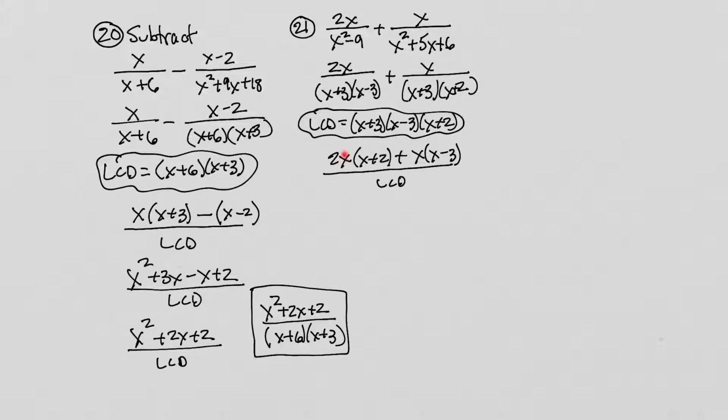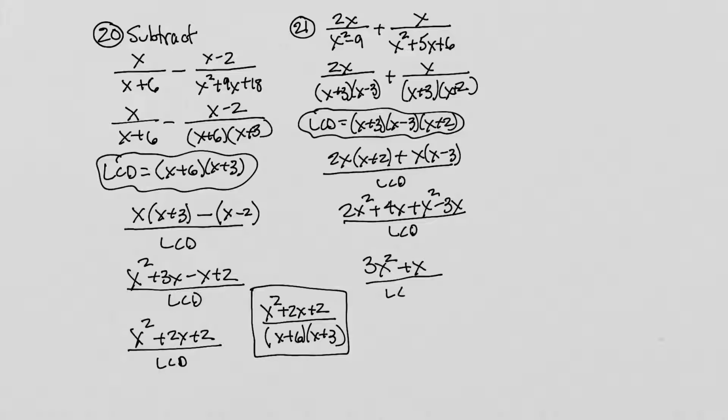Now let's distribute. We'll distribute that 2x and we'll distribute this x, and that will give us 2x squared plus, and then 2x times 2 is a 4x plus, then x squared minus 3x. And we can still combine some terms here, so I'm still going to write LCD here. And now let's combine these terms. So we will get 2x squared plus another x squared is 3 of those x squared. So we will get 3x squared. And then I've got 4 x's. I'm going to subtract 3 x's, so that leaves us with an x over.